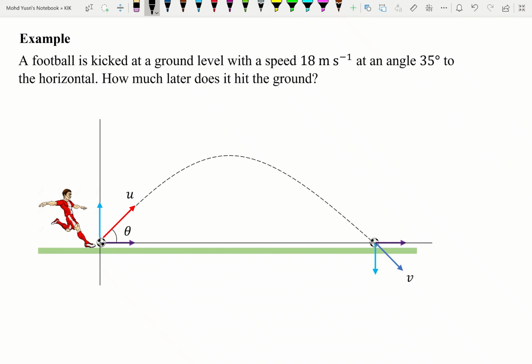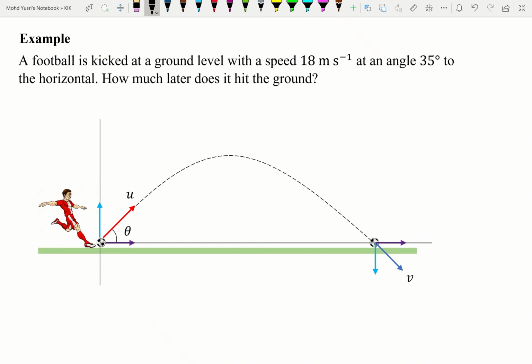This example may seem difficult because the only given values are the velocity and the angle at which the ball is kicked. However, we can solve this problem easily if we follow the steps of problem solving as discussed in the previous video. Let's start by drawing the diagram of the problem. When the ball is kicked with an initial velocity at an angle, the ball will follow a parabolic path. This path is called a projectile motion.